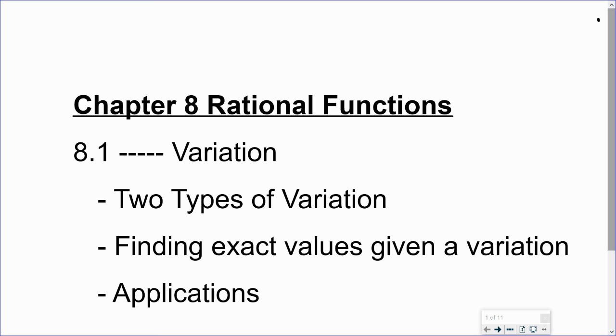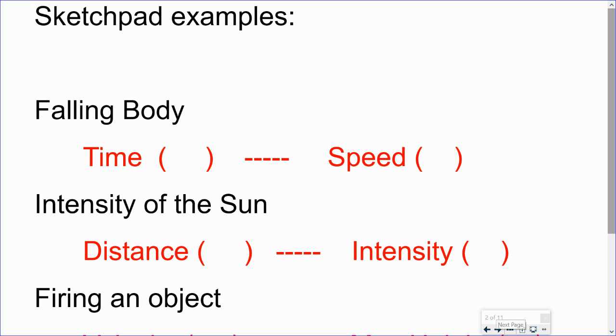Okay, today we're talking about section 8.1. So that's direct variation or inverse variation. There are two types of variation, as you can probably tell. There is direct variation, and then there is inverse variation. And we're going to talk about how to find the values and then some applications that go along with it.